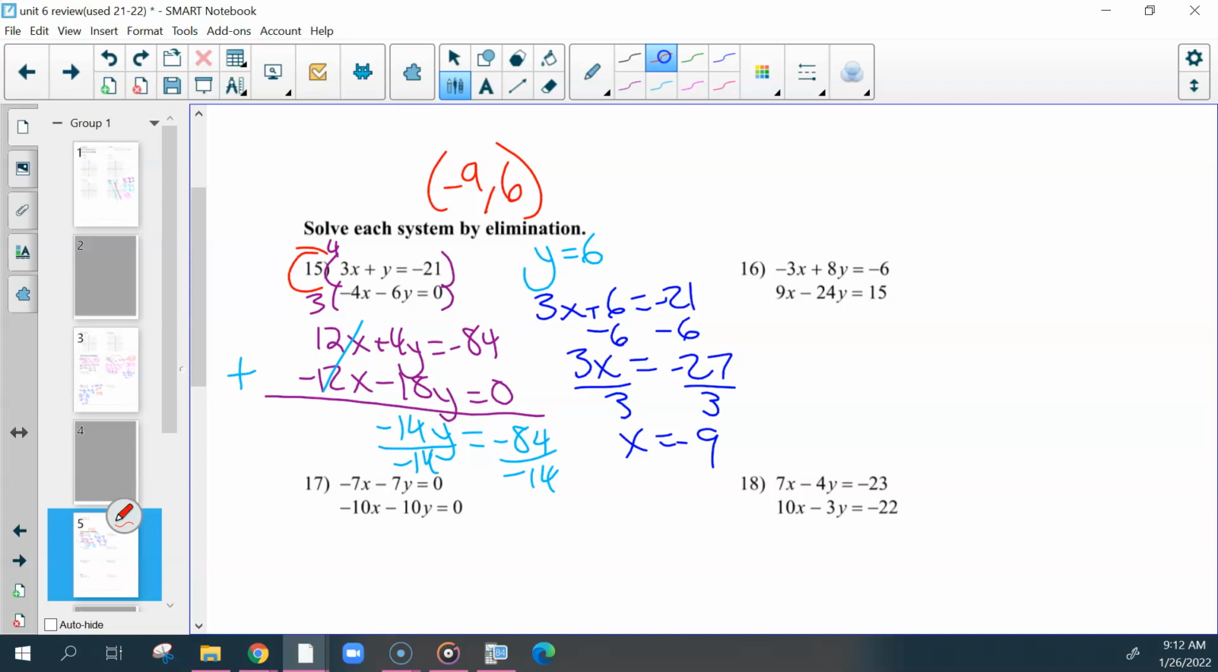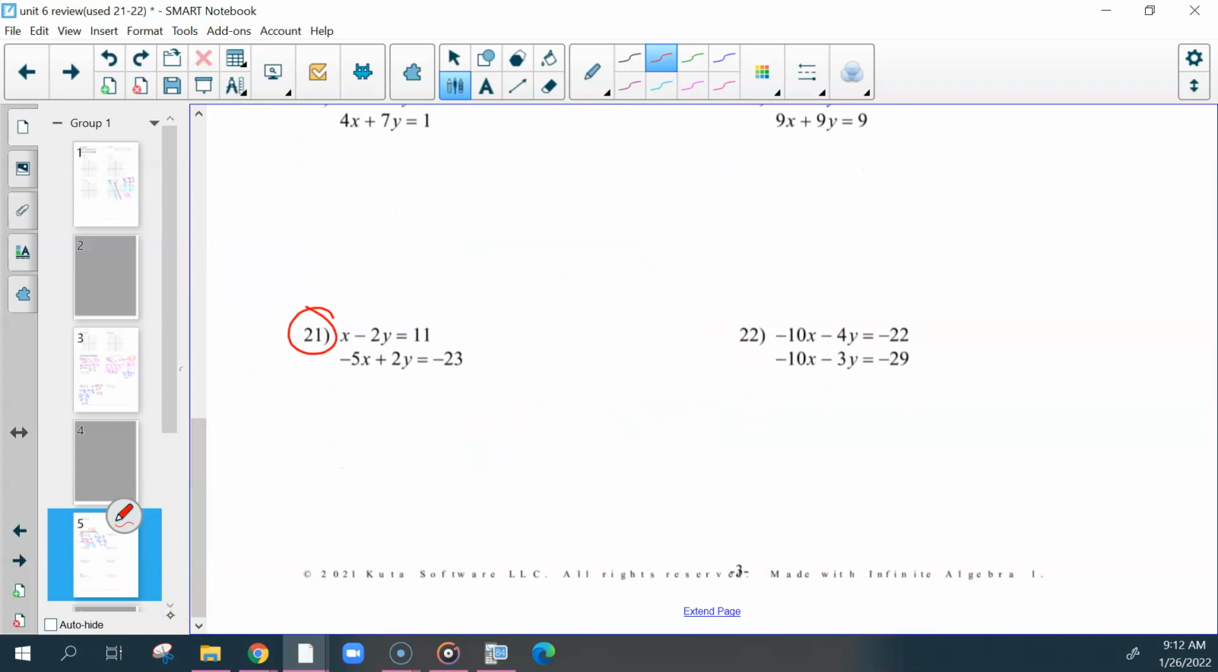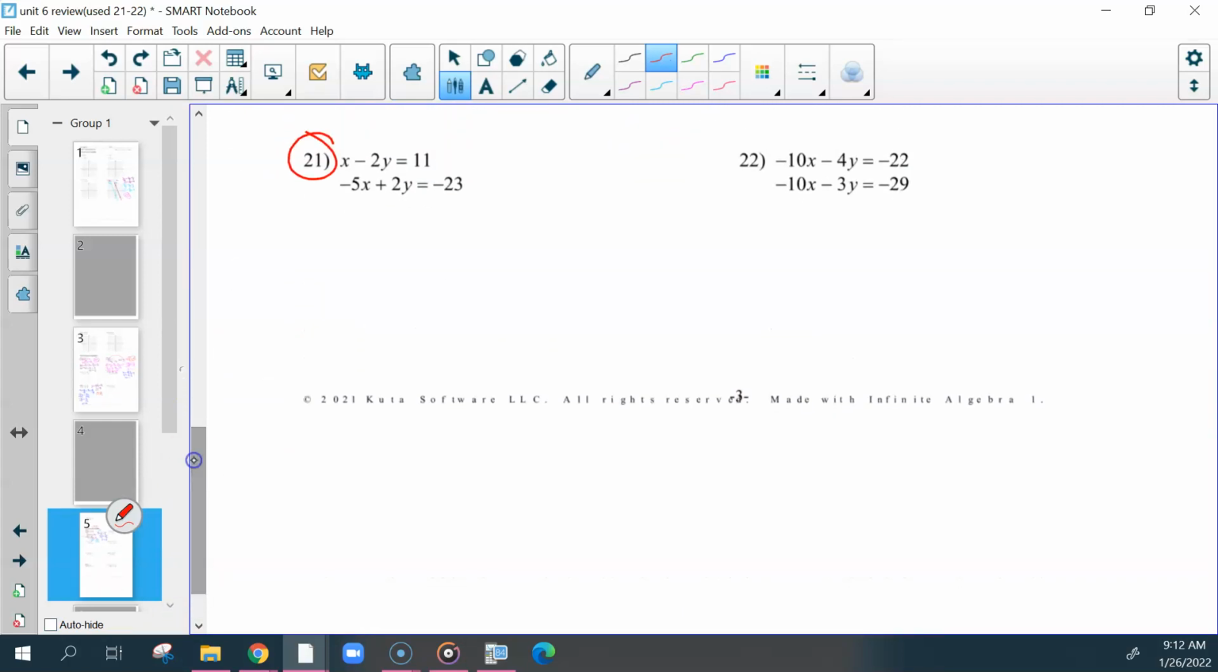Moving on to 21. Do we have similar coefficients? I heard yes and I heard no. Which one has similar coefficients? Why? It has a negative and a positive. That's okay that they're different, because now we can do what to eliminate them? We would add if they're positive and negative, subtract if they're the same.